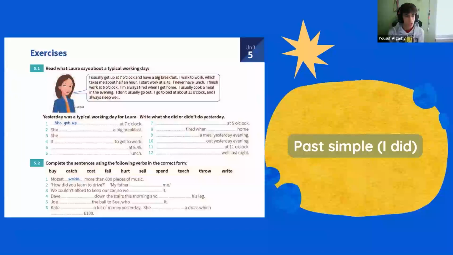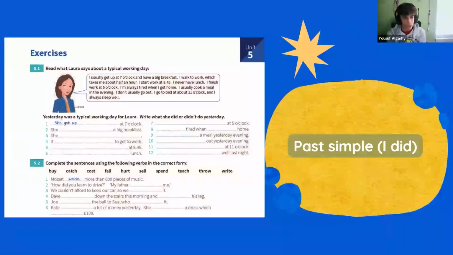So I usually get up at 7 o'clock and have a big breakfast. I walk to work, which takes me about half an hour. I start work at 8:45. I never have lunch. I finish work at 5 o'clock. I'm always tired when I get home. I usually cook a meal in the evening. I don't usually go out. I go to bed at about 11 o'clock and I always sleep well.